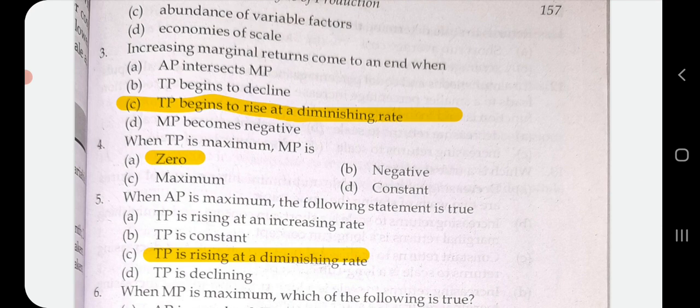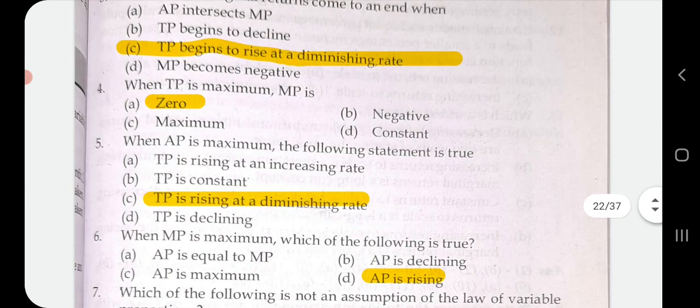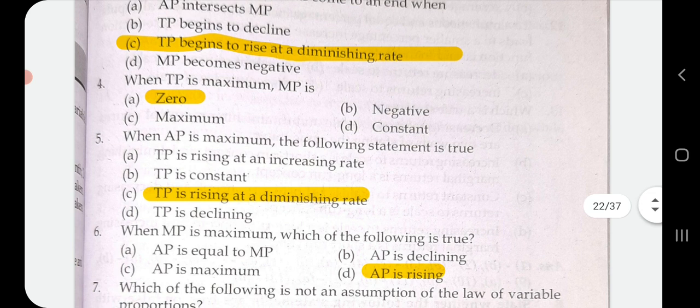Okay, next question: increasing marginal returns come to an end when dash dash. Increasing marginal return comes to an end when total product begins to rise at a diminishing rate. Then when the total product is maximum, marginal product is zero.